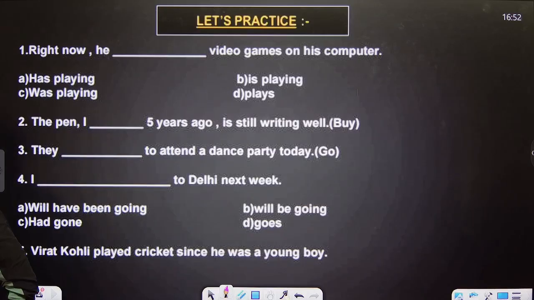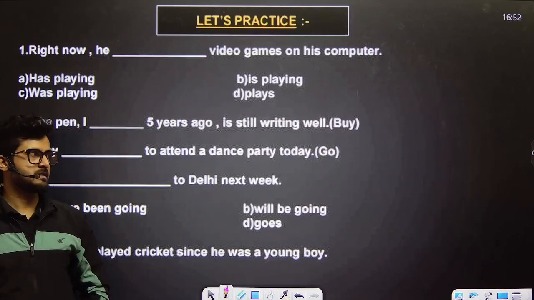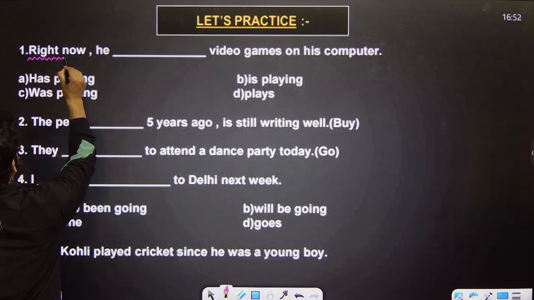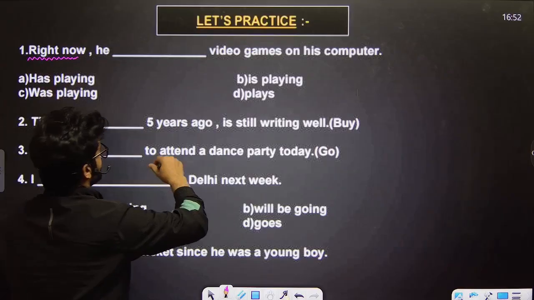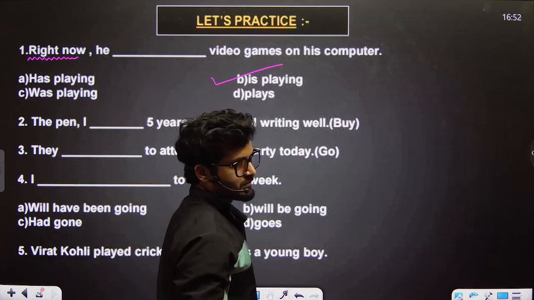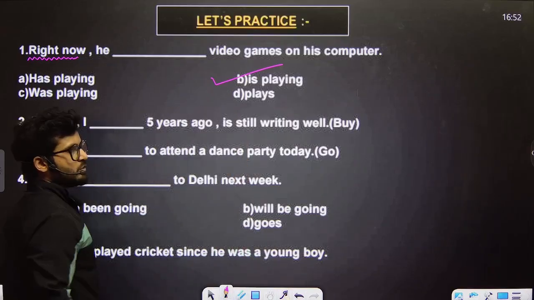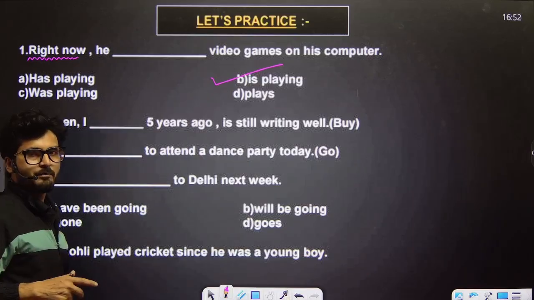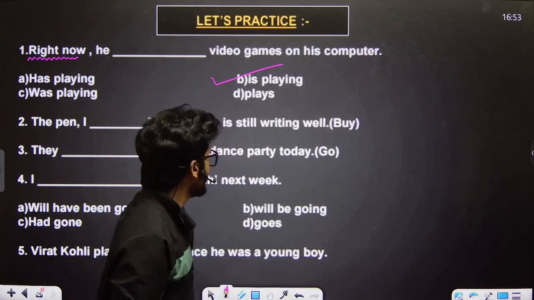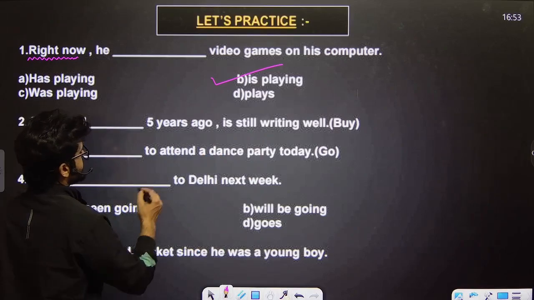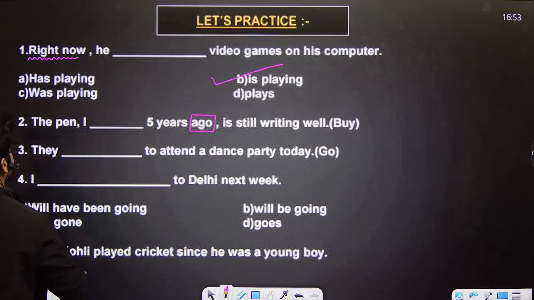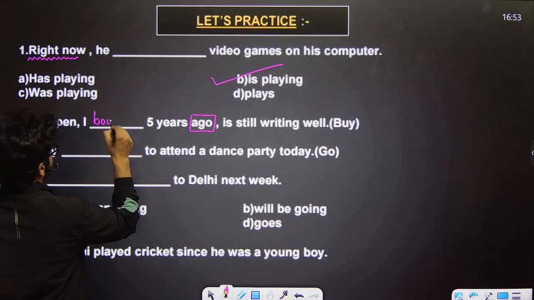Right now he dash video games on his computer right now. Very good. Continuous. So what will be the answer? Is playing. I have told you about the signal words, and also which words, if you see them in the sentence, will not lead you to the continuous form. Now here: the pen dash 5 years ago. Very good. Indefinite. I bought, verb 2.